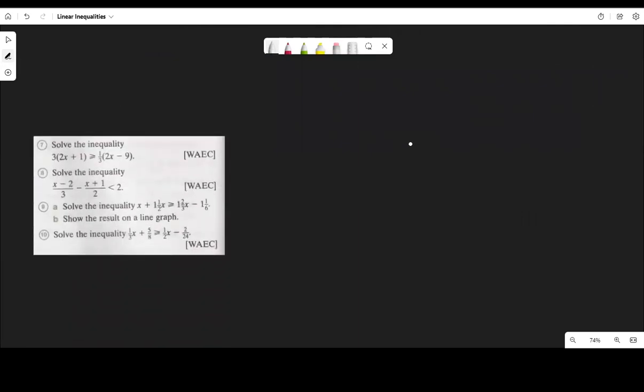And finally, we have some WAEC question here. Number 7 says solve the inequality: 3 times (2x plus 1) is greater than or equal to 1 over 3 times (2x minus 9). Before we can do anything here, we need to distribute the number outside the bracket, that is multiplying the number outside the bracket by each term in the bracket.